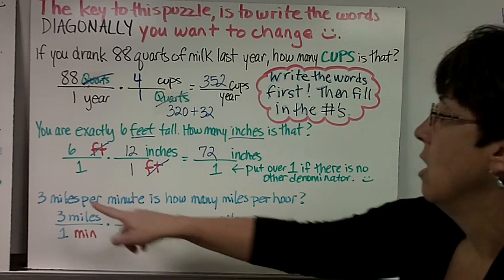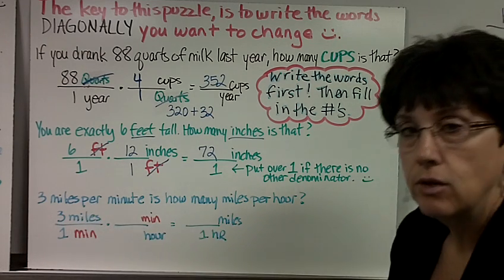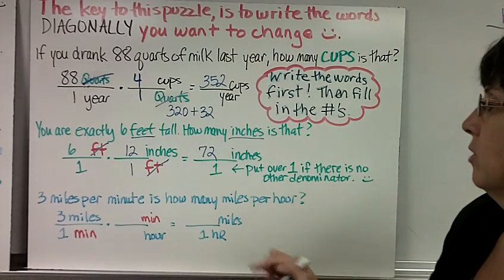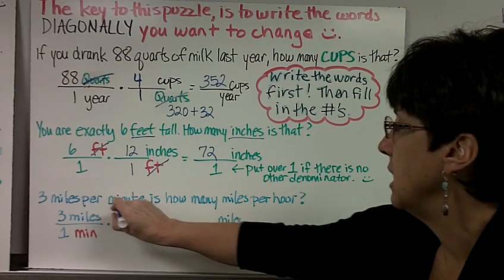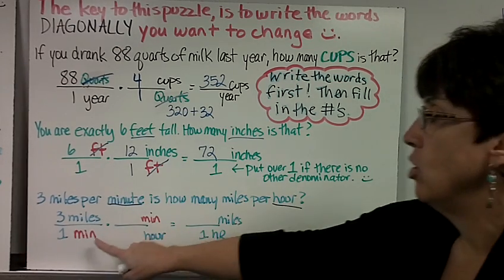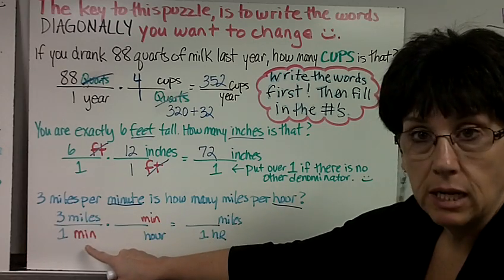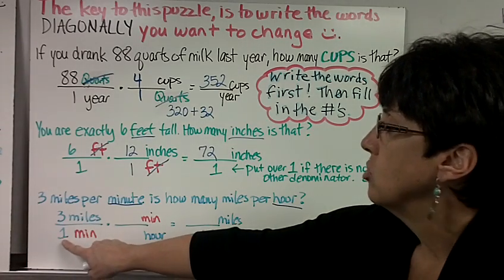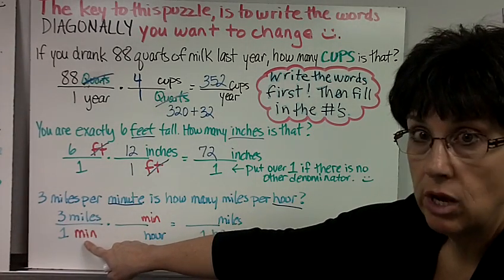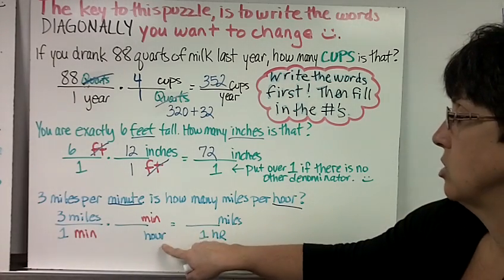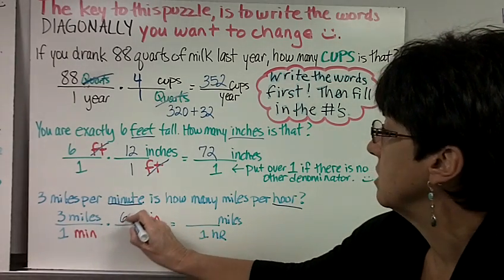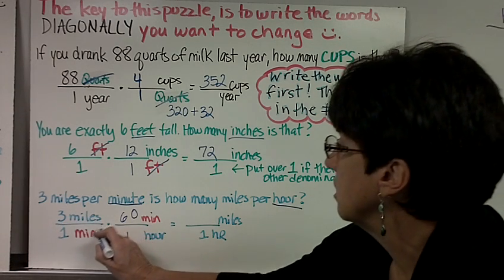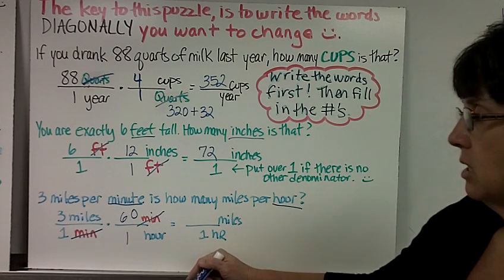Let's do one more problem. 3 miles per minute, that's how fast I drive, not really, is how many miles per hour? That's more like airplane speed, okay? So I want to change minutes to hours. So here, when I write it down, 3 miles, 1 minute, if it just says per and then the word, it means 1, because that's our unit rate. So 1 minute, I have minute in the denominator, so now I write it diagonally in the numerator, and I want to change it to hours. And I know that there are 60 minutes in 1 hour.